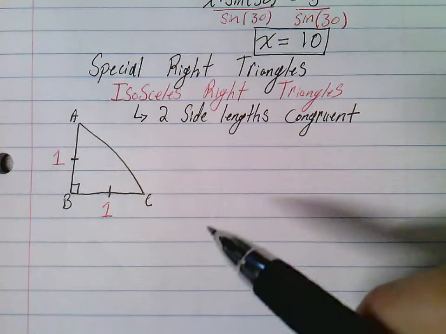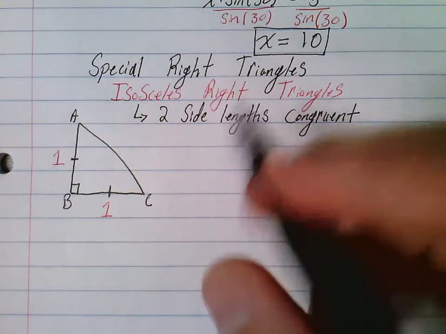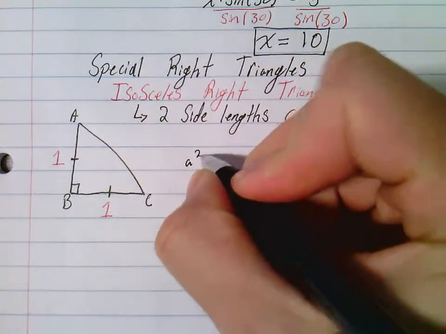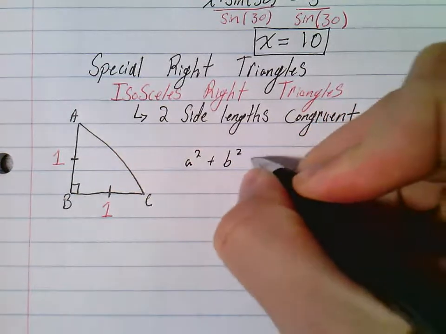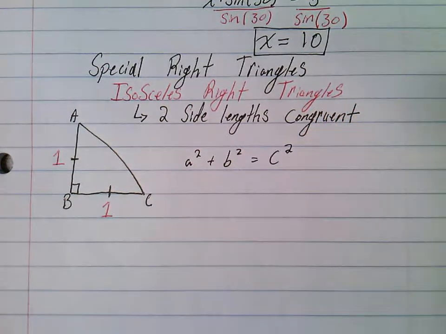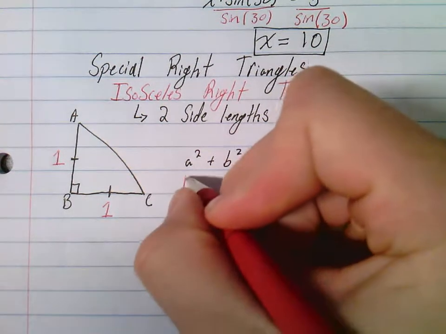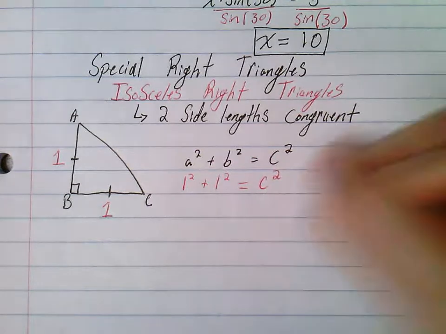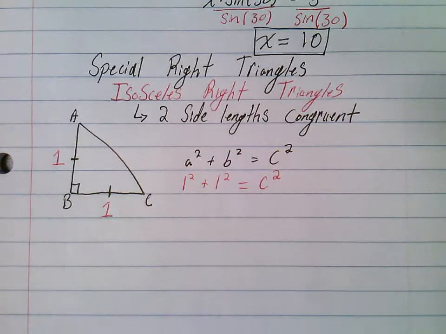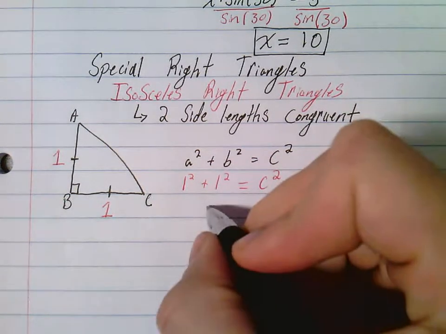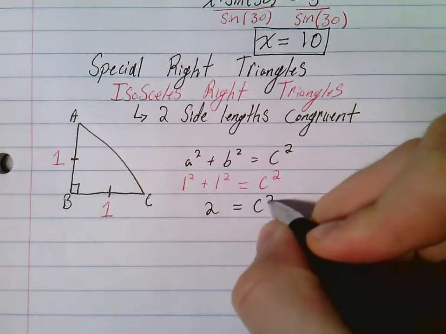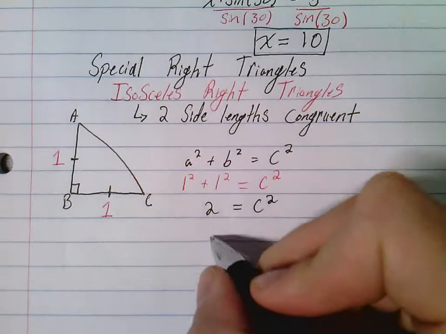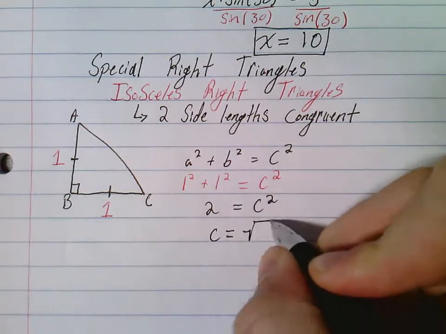Well, it's a right triangle, so I can use the Pythagorean theorem. A squared plus B squared equals C squared. My A and B here are just 1. One squared is just 1, so this is 2 equals C squared, which means C is equal to the square root of 2.